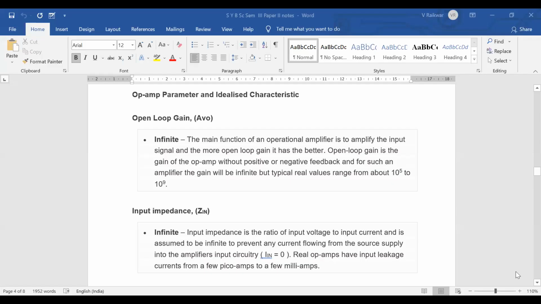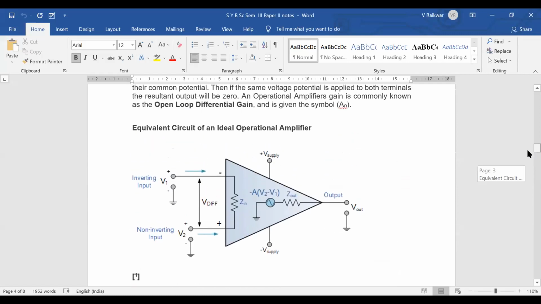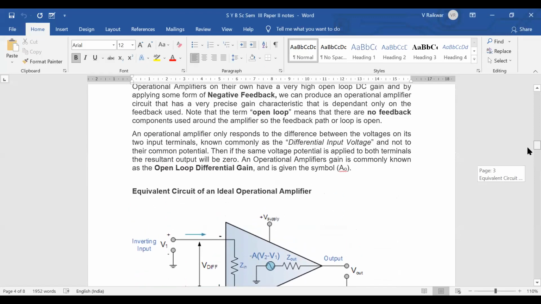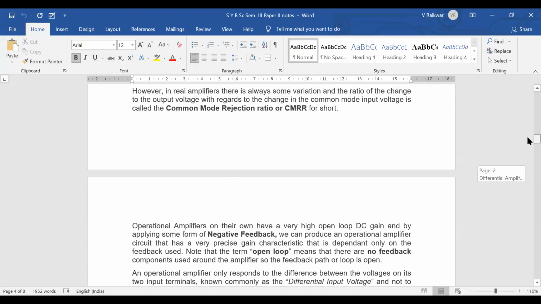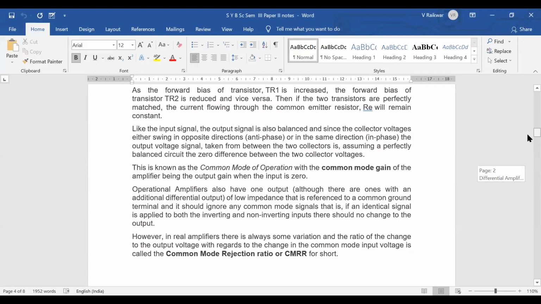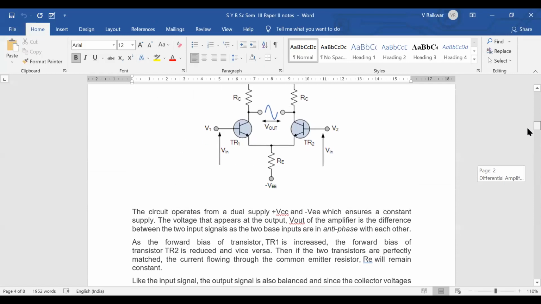Can you see this document? Is the open loop gain visible? Yes, ma'am. Now see, this is the equivalent circuit of the operational amplifier. We have seen this, the differential amplifier. Now, what is called common mode gain?